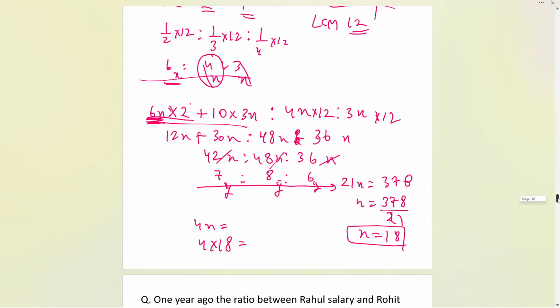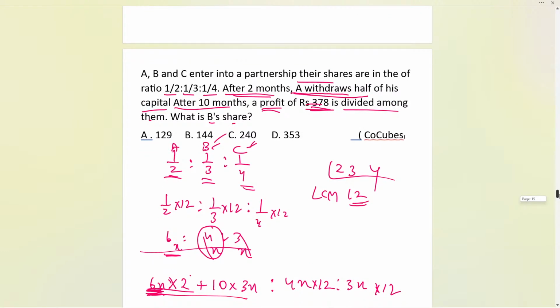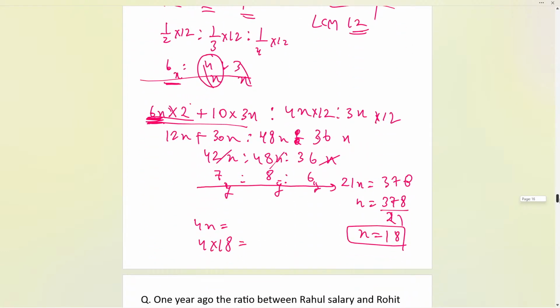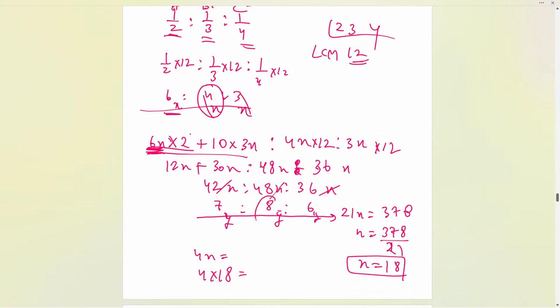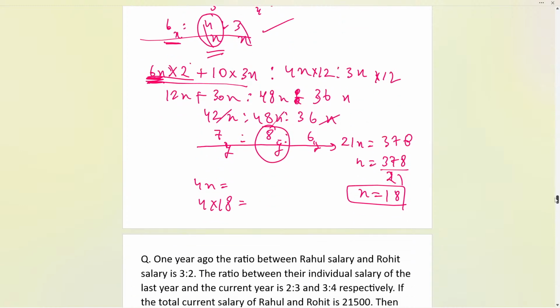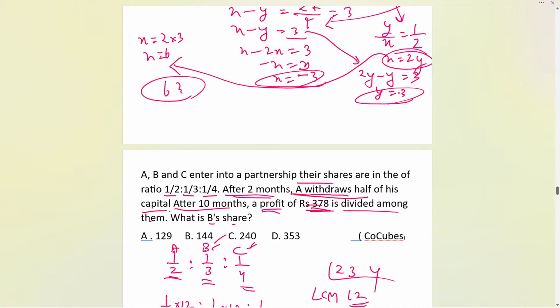We need B's share after 12 months. Before, they were considering the money they invested, but we have to find it after the 12 months. That's why I need to consider 8 over here. Now 8 times 18 I'll be calculating. It will be 144, which is the answer we are getting. I hope it is now clear. B is the final answer that we are getting.